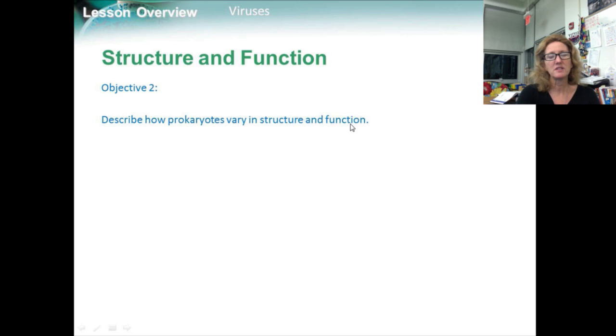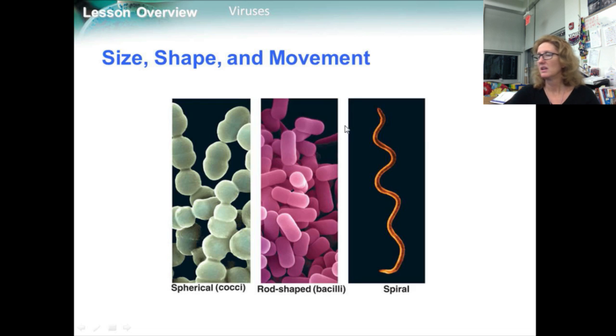Prokaryotes are classified into bacteria or archaea, which are two of the three domains of life, and you need to know the differences and details between them. And objective 2 is to describe how prokaryotes vary in structure and function. All right, shape first. Prokaryotes range in size from 1 to 5 micrometers, making them much smaller than most eukaryotic cells. And prokaryotes come in a variety of shapes.